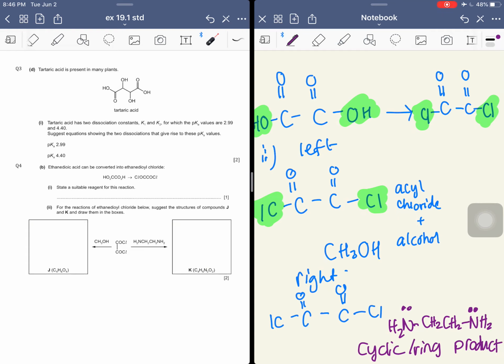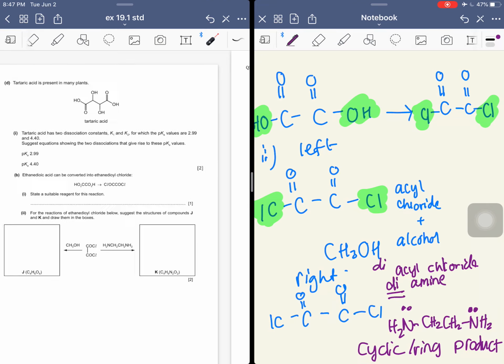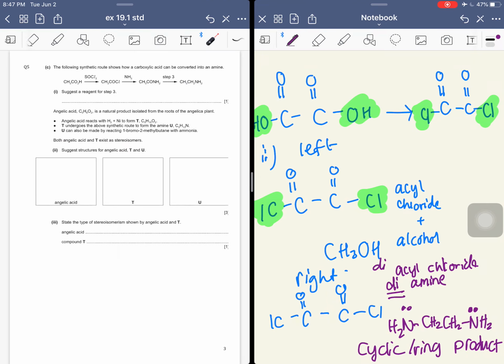So this is the same as acyl chloride plus amine, but it's a little bit twisted because you have a diamine. Two nitrogen atoms can attack your diacyl chloride, and it will give you the cyclic or ring product. So that's questions 1, 2, 3, 4 for you to do.